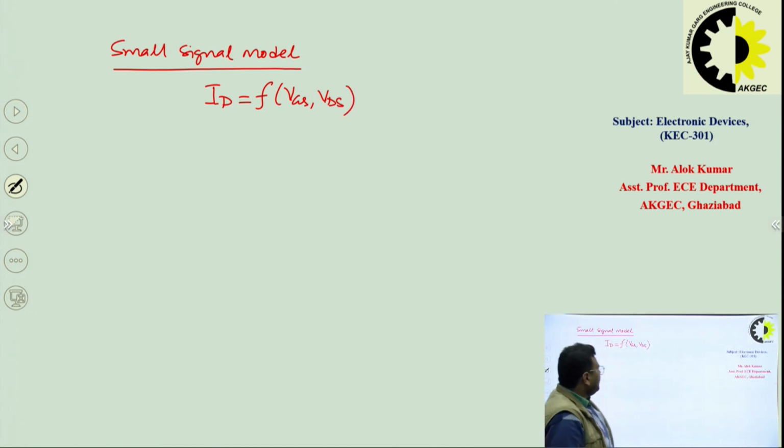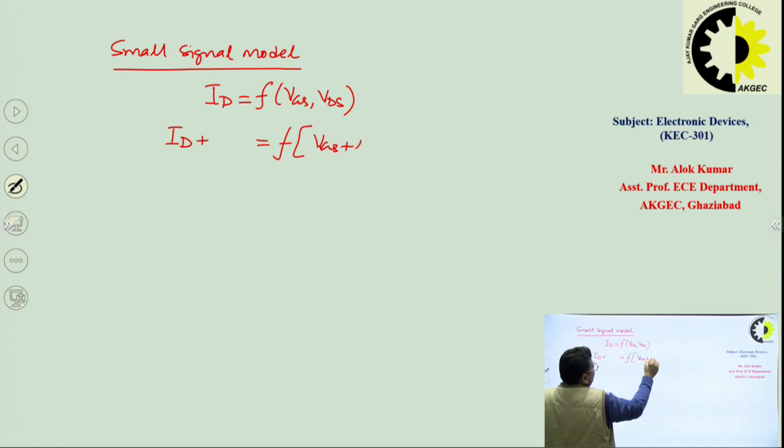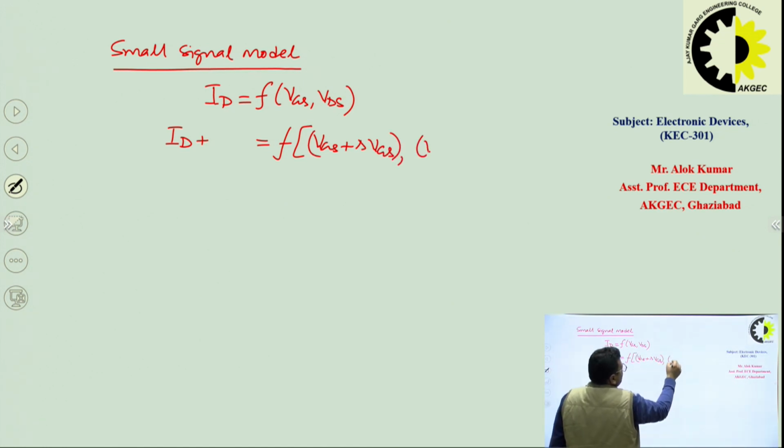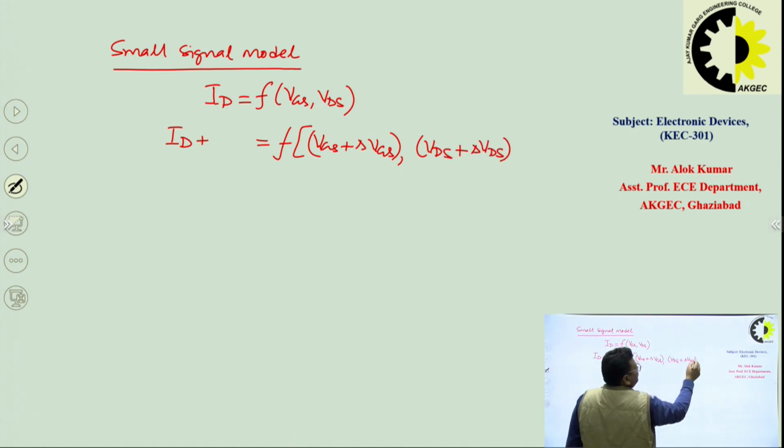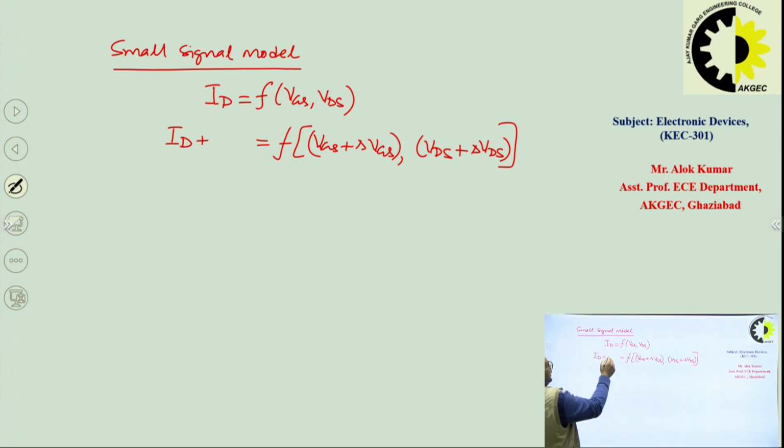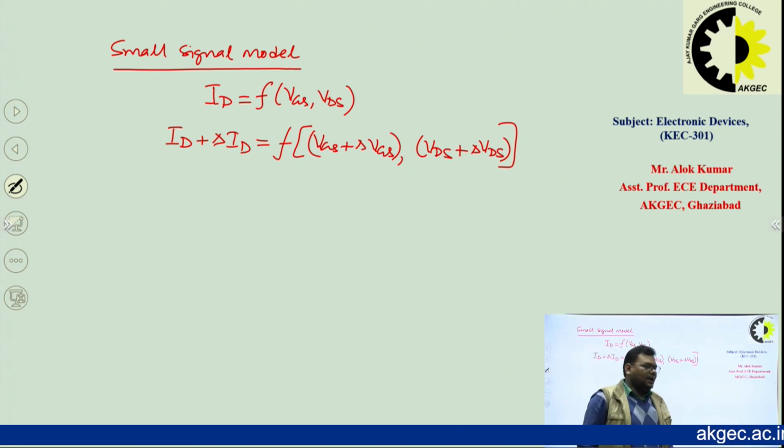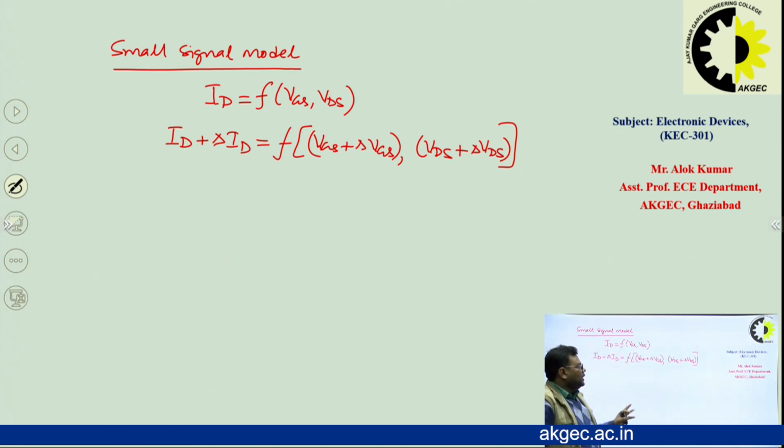Now if we make small changes in VGS and VDS, then there should be a small change in ID. So if we consider we are changing this VGS by delta VGS, a small change in VGS, and similarly we make a small change in VDS, so this is VDS plus delta VDS, then there should be a small change in ID, and it should be ID plus delta ID.